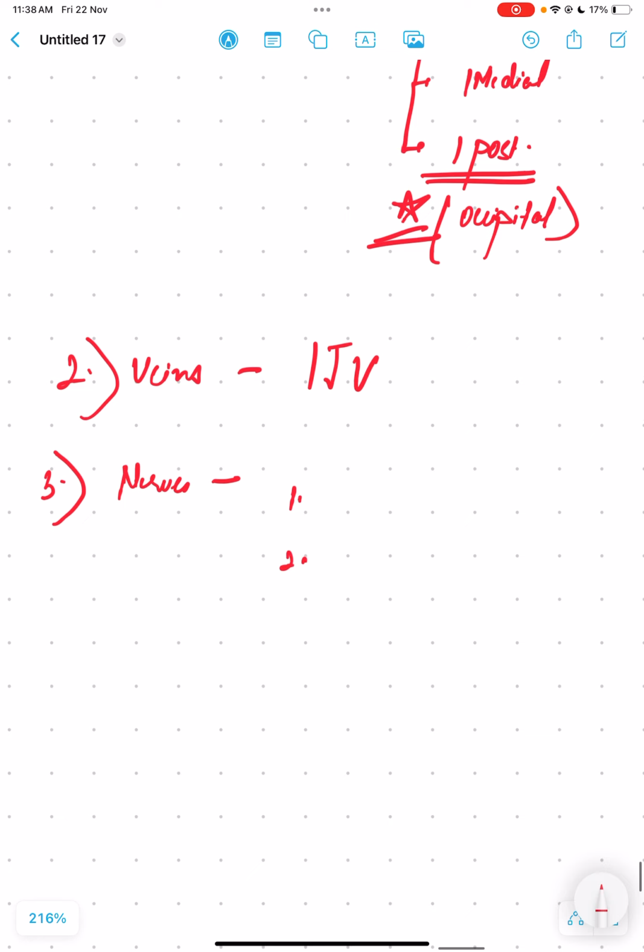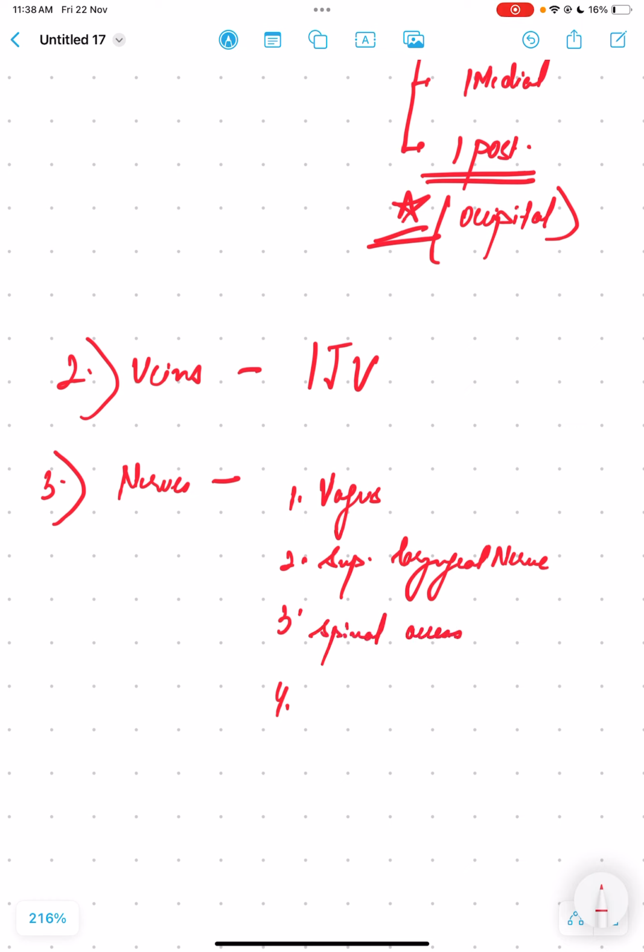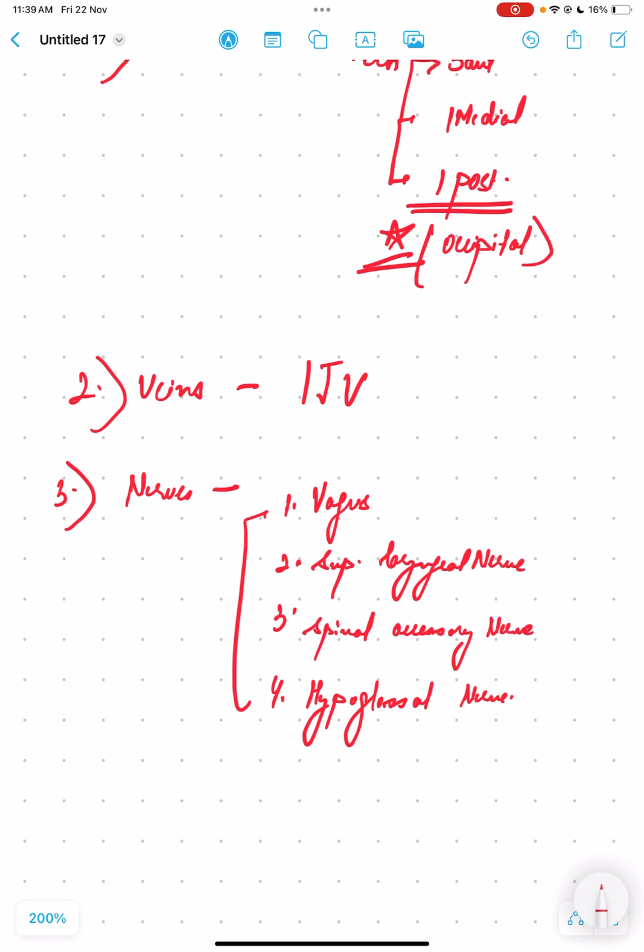Basically, it involves 4 nerves that you should remember: the vagus nerve, superior laryngeal nerve, spinal accessory nerve and hypoglossal nerve. You should remember these 4 nerves.